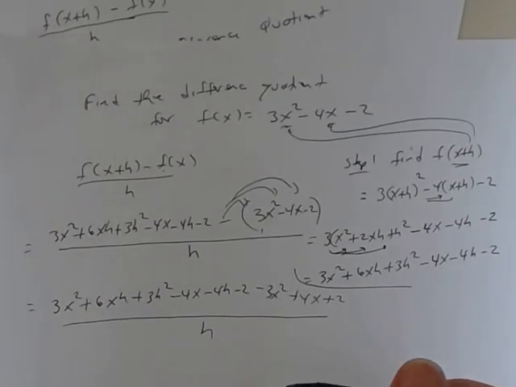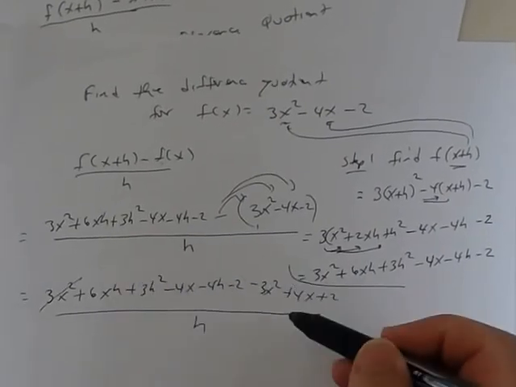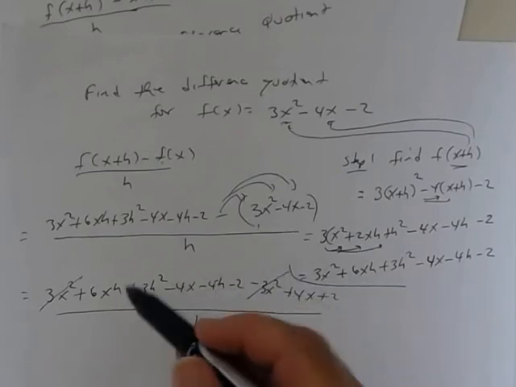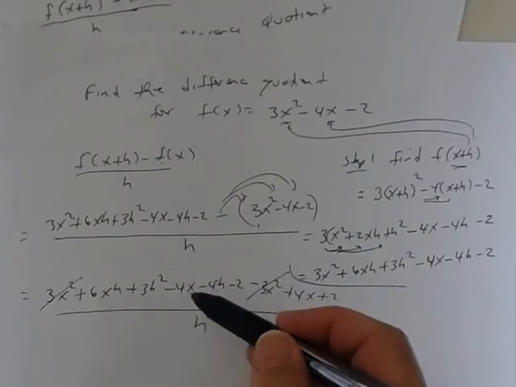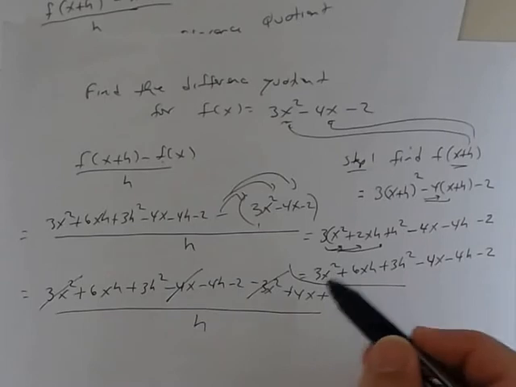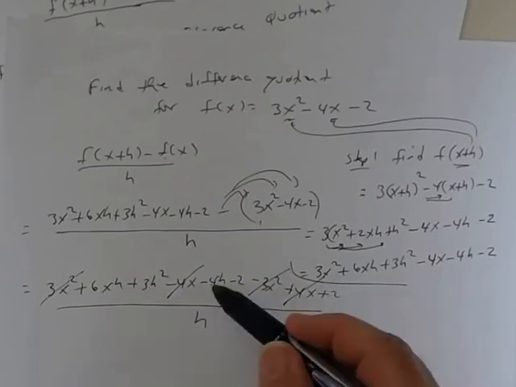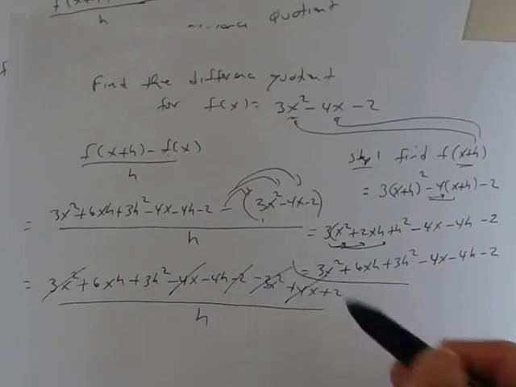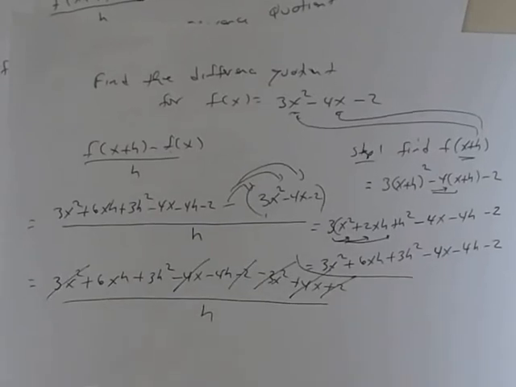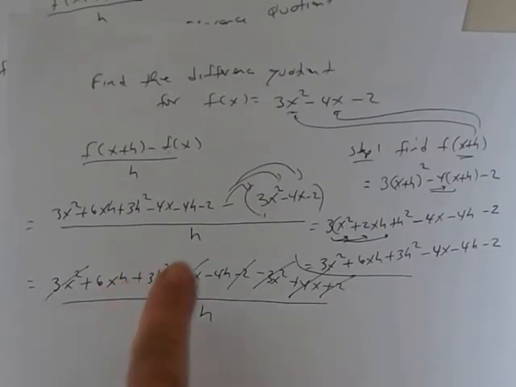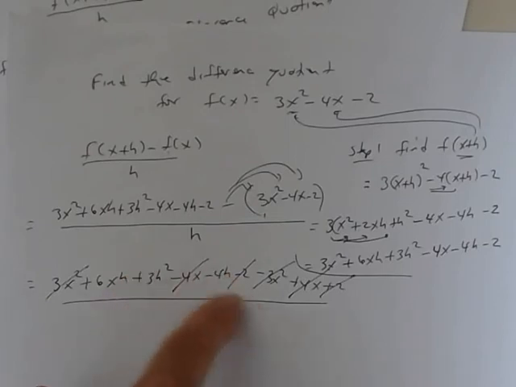So it is at this point that every term that doesn't have a factor of h cancels out, right? So 3x squared, negative 3x squared. This has an h, this has an h, this does not. Negative 4x and a positive 4x. This has an h. Negative 2 and a positive 2. So every term that doesn't have an h as a factor better cancel out. If it doesn't, you did something wrong.